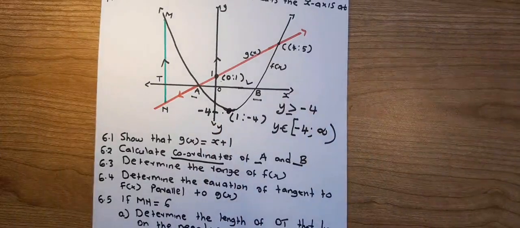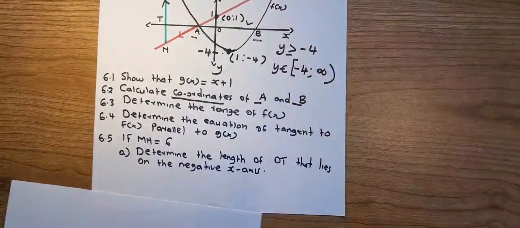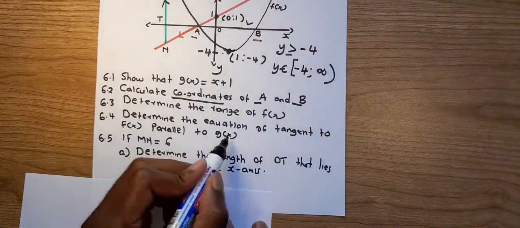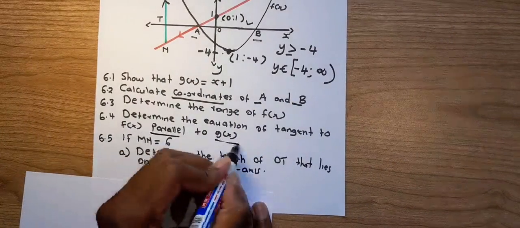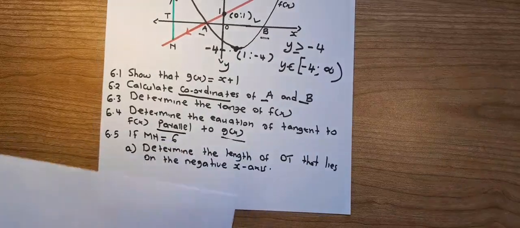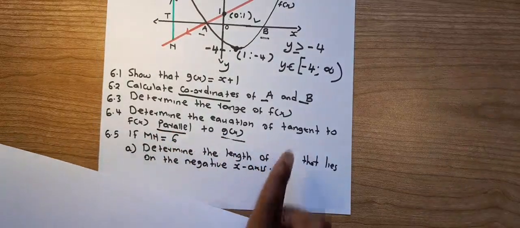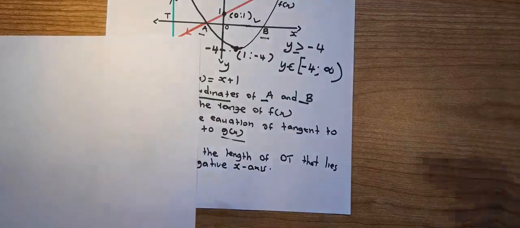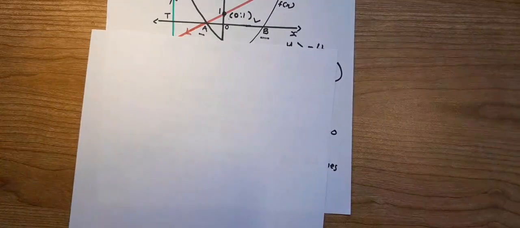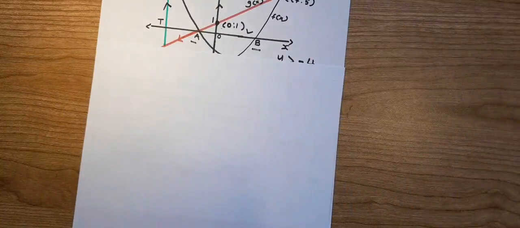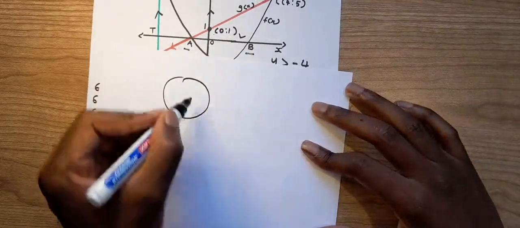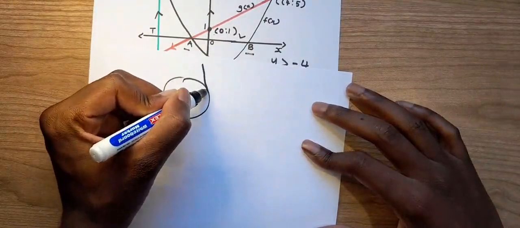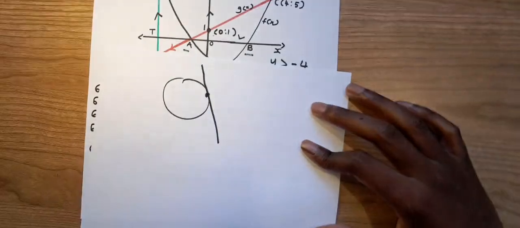Let's actually move forward. The question now says, determine the equation of the tangent to f(x) parallel to g(x). They say determine the equation of the tangent. Before we go any further, what do we know about a tangent? We know that a tangent is a line that touches something at most one point. Let's say we have a circle, right? So a tangent touches a circle at most one point.